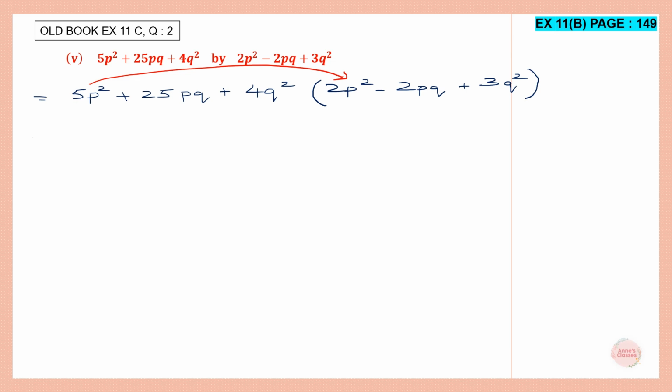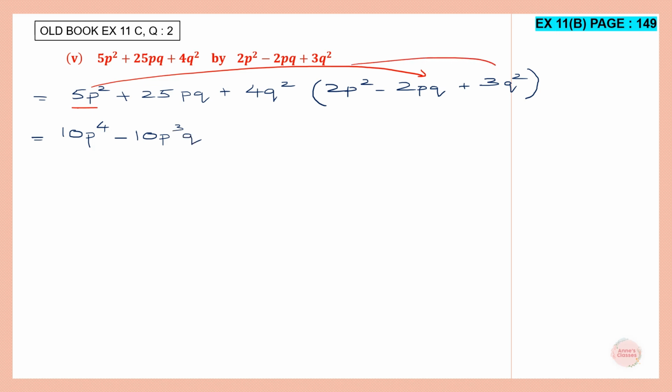So first we begin with the numbers. 5 2s are 10. Then we have p square here and p square here. So that will make it p to the power of 4. Now we are going to multiply this with the second term, that is minus 2p cube. So the sign is minus, the number 5 2s are 10. P square into p is p to the power of 3, and then we have q. Now multiply with the third term. So the sign is plus. Then we have 5 3s are 15. Then we have p square and q square, which we write as it is, p square q square.